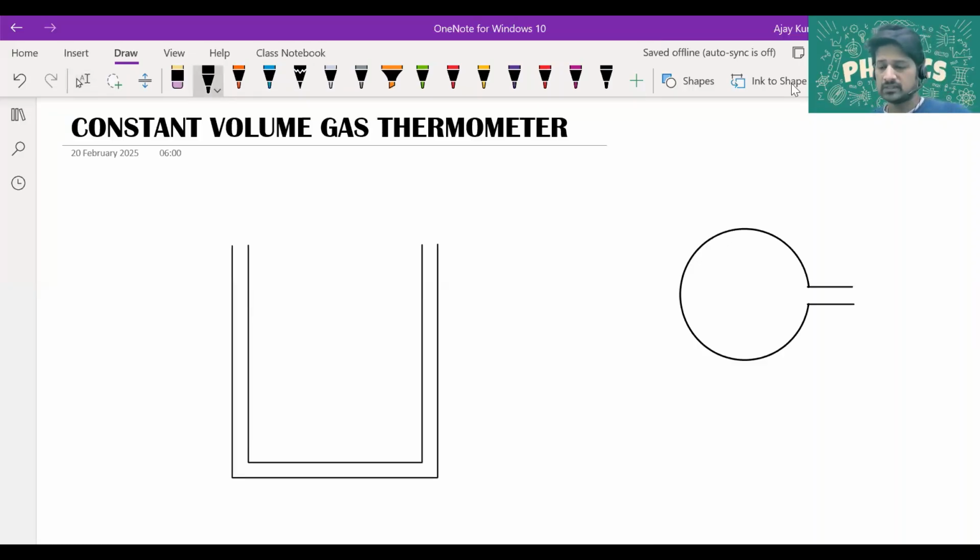The next thing we are going to discuss is something called a constant volume gas thermometer, and based on this, how the Kelvin scale came into existence. And after that, we'll talk about thermal expansion as well. Fine. Now, consider a U-shaped tube like this.